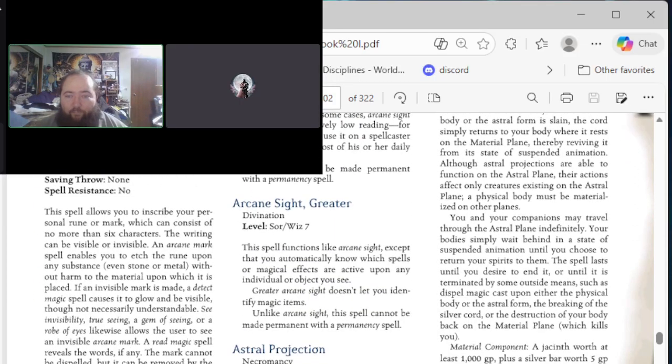The next spell, Greater Arcane Sight, Divination, 7th level Sorcerer Wizard. This spell functions like Arcane Sight, except it allows you to automatically know which spells or magical effects are active upon any individual or creature you see. Greater Arcane Sight doesn't let you identify magical items. Unlike Arcane Sight, the spell cannot be made permanent with a permanency spell.